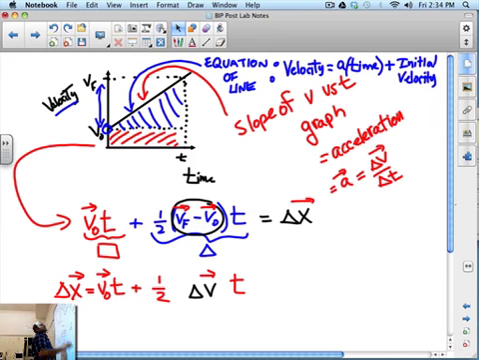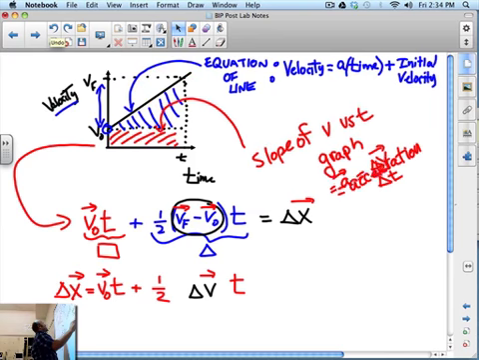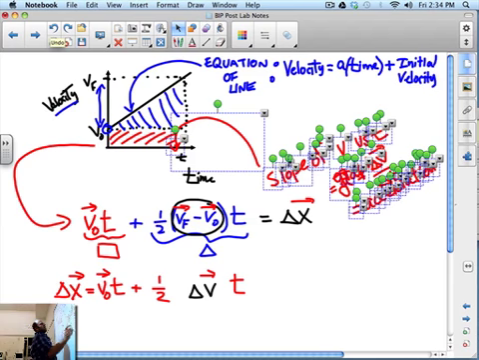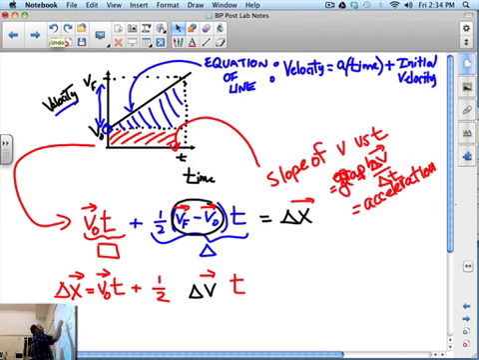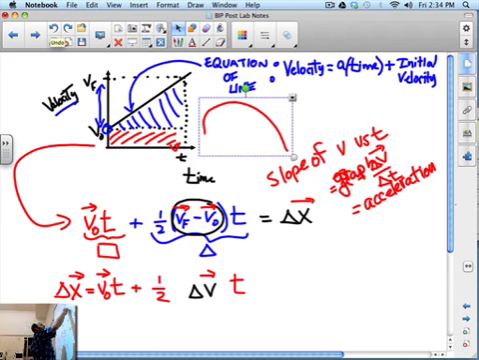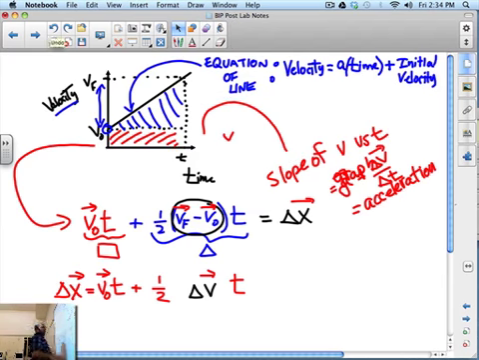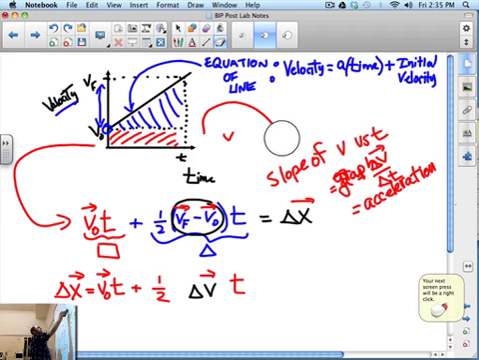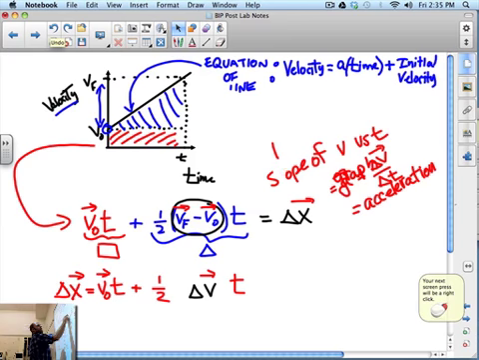So in physics, we use this equation quite a bit. I'm going to get this out of the way. Okay. Move this out of here. Clean it up a little bit.